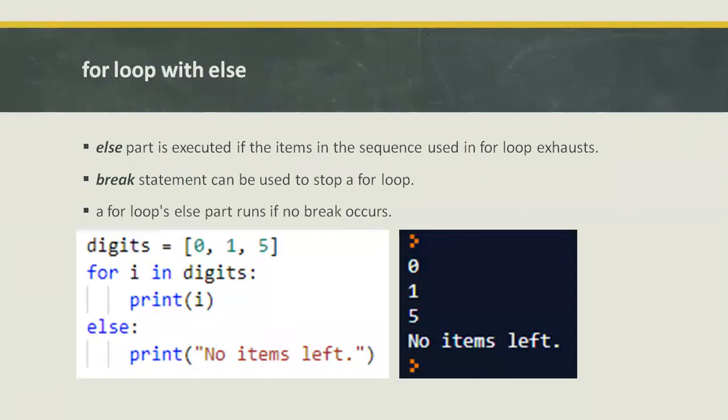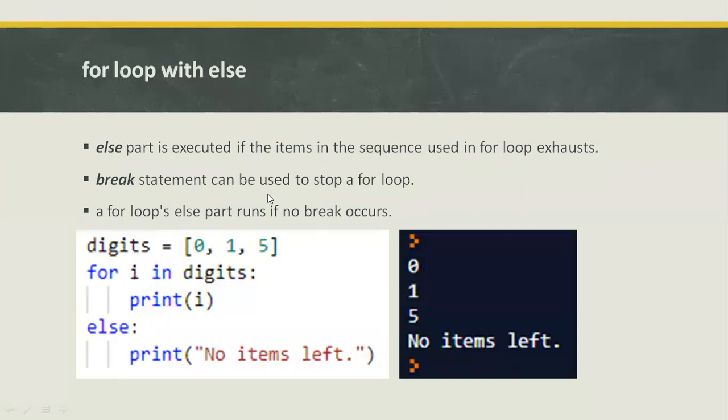Now today we'll start the remaining different loops. The next one is for loop with else. Here the else part is executed if the items in the sequence used in the for loop are exhausted. Obviously, the else part will execute when the for loop finishes, when all the elements are completed and the execution is terminated. At that time it will move into the else part.